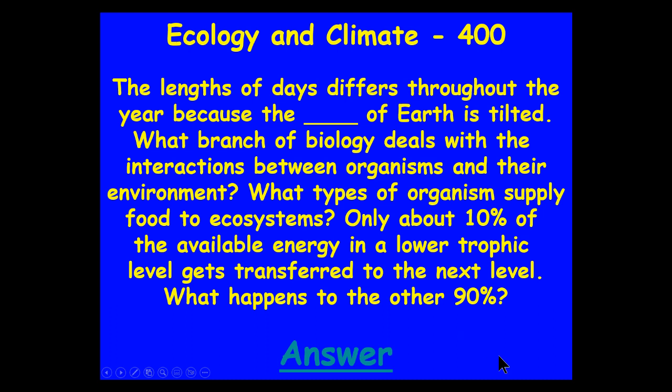The lengths of days differs throughout the year because the blank of planet Earth is tilted. What branch of biology deals with the interactions between organisms and their environment? What types of organisms supply food to ecosystems? And only about 10% of the available energy in a lower trophic level gets transferred to the next level. What happens to the other 90%? Answers coming in 5, 4, 3, 2, and 1.